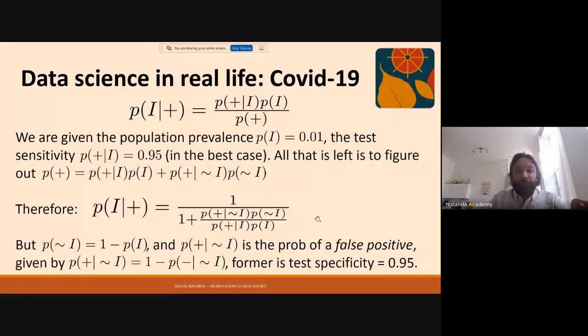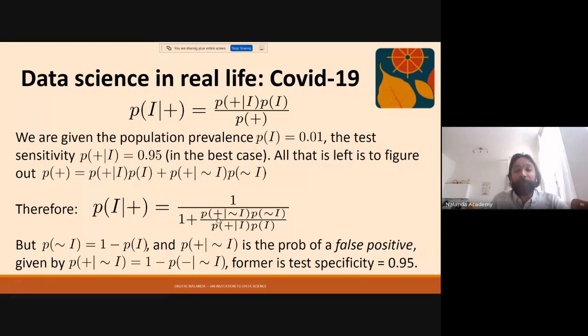We know what the probability of being infected is, and we know what the test sensitivity is, which are these two numbers. We also know that the probability of not being infected is simply 1 minus the probability of being infected. So we know what this factor is, we know what this factor is, and this one is just the test sensitivity.